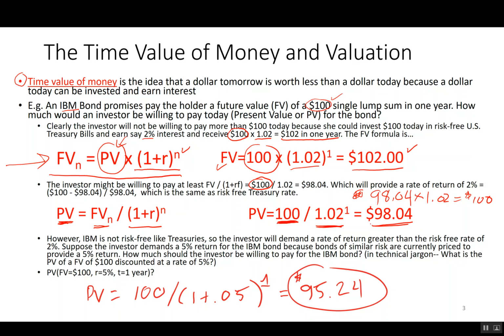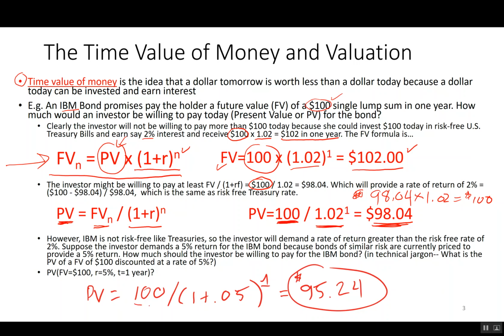However, I would not buy that IBM bond for $98.04. I would only buy a Treasury that promises to pay me $100 next year. That's because, unlike Treasuries, corporations are risky, right? Treasuries own printing presses. They can always print you your money. But in companies like IBM, there's some risk that they will not be able to pay you next year. So suppose with this IBM bond, you assess the risk of this bond and notice that other bonds that have similar risk are offering a 5% return. So you determine that for the riskiness of IBM, I want a 5% return.